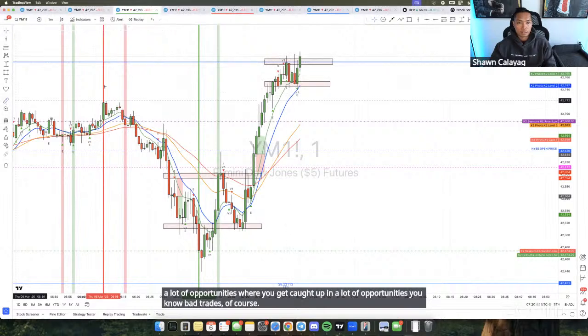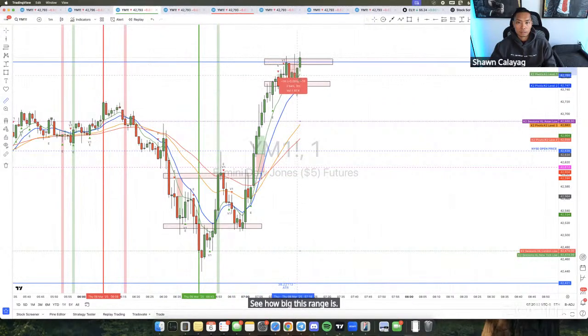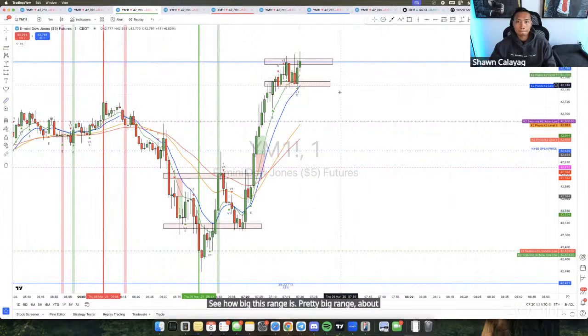See how big this range is. Pretty big range, about a 40-point range here.